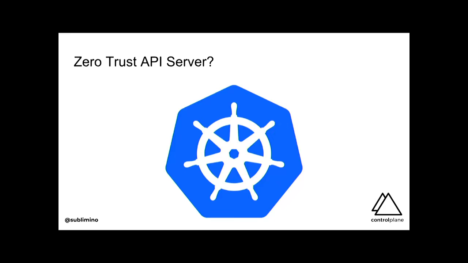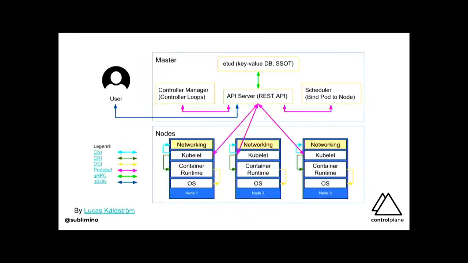Let's have a look at the API server components and their communication. This is an awesome diagram from Lucas Kaldstrom, the kubeadm maintainer. It's in more or less every talk I ever deliver, and it shows us the network communication paths and protocols for the various components of the system.